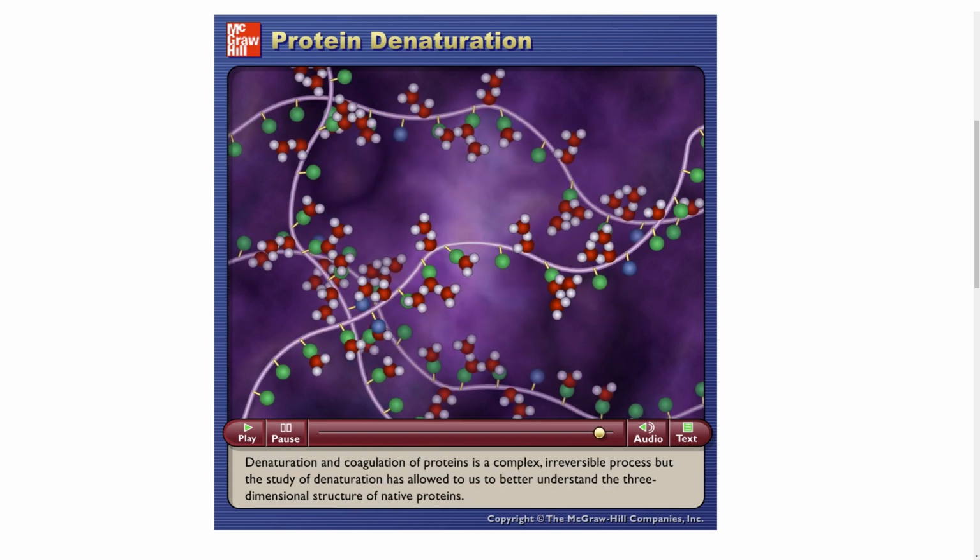Denaturation and coagulation of proteins is a complex, irreversible process, but the study of denaturation has allowed us to better understand the three-dimensional structure of native proteins.